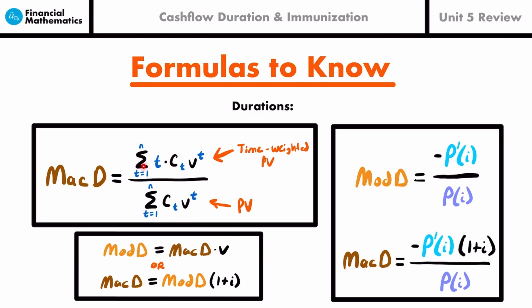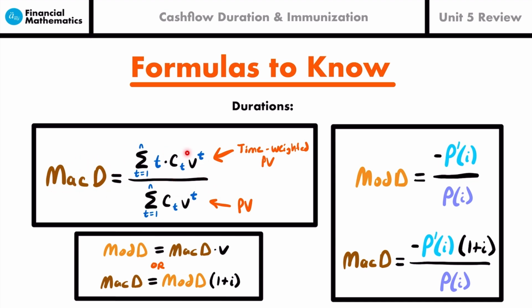I know it looks kind of complicated, but really all this is in the numerator here is the present value of your set of cash flows, but where each cash flow is multiplied by the time at which it would be received, or the time associated with that cash flow. And then of course in the denominator here, this is just the sum of the present value of your cash flows. So this is the total present value of all the cash flows in your set of cash flows. So that's how you calculate a Macaulay duration.